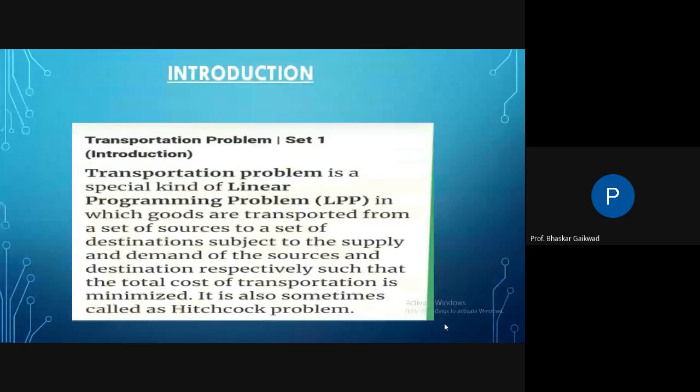What is the transportation problem in these paragraphs? It is given. It is part of linear programming problems in which the material has to be transported from the source to a particular place, and there is also demand and supply. So the main purpose is to reduce the cost of transportation.